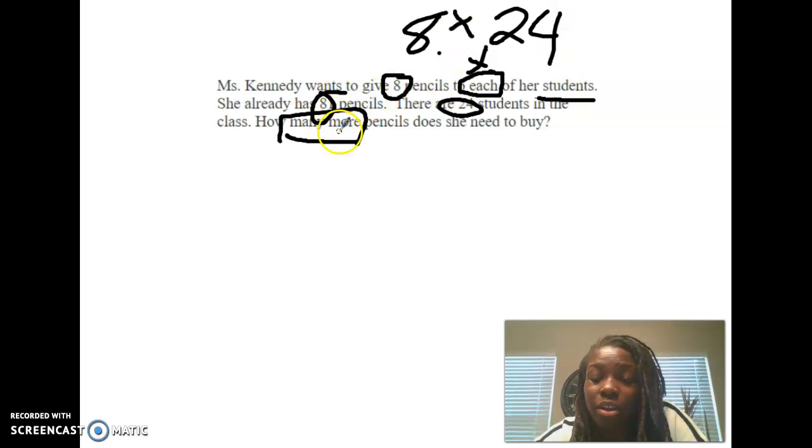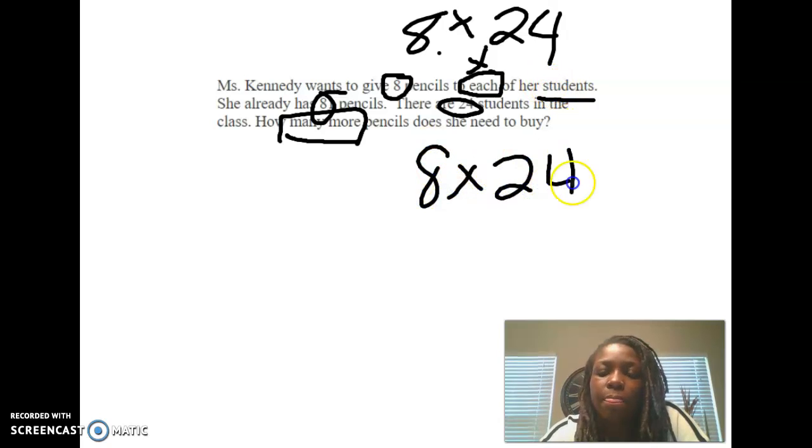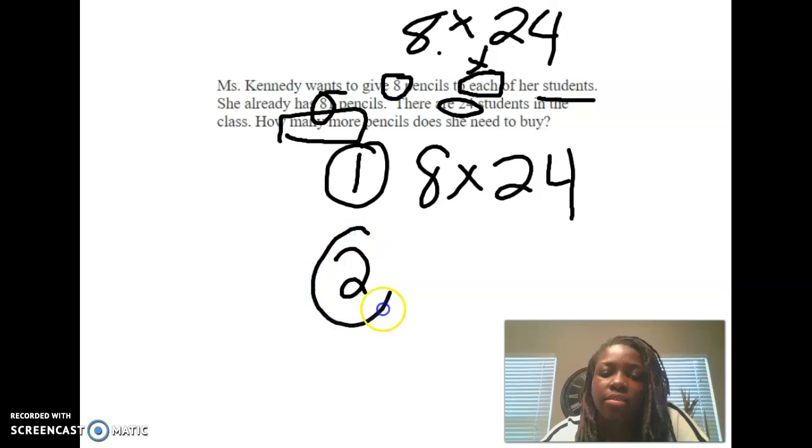I'm not doing 8 times 81 because I'm not multiplying pencils by pencils. I'm multiplying the 8 pencils to each of her students, which is 24 students. So 8 times 24. That's the first step, all right? Now, I'm going to put number 1. That's my first step. What is my second step after I do that?